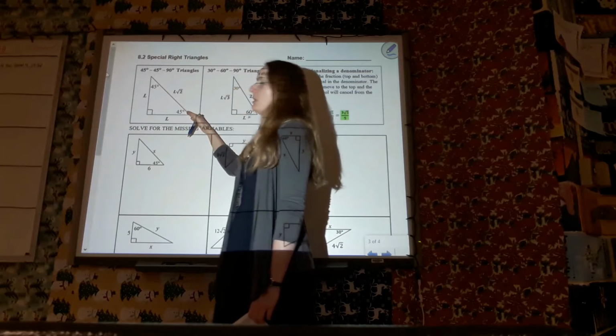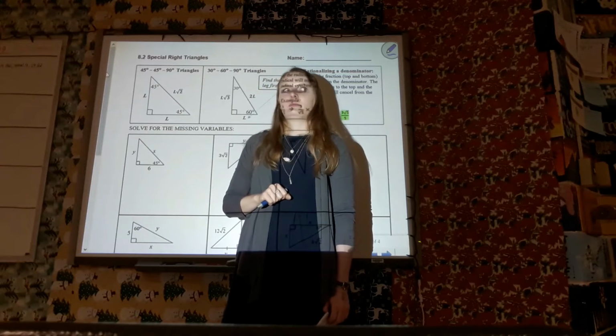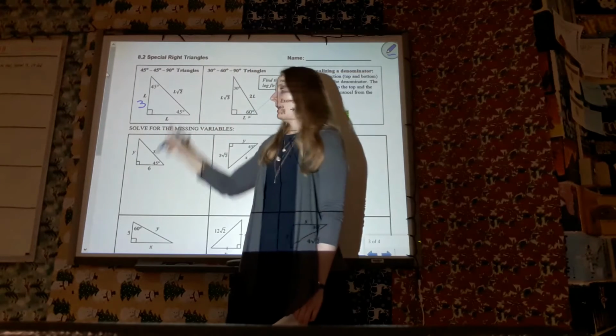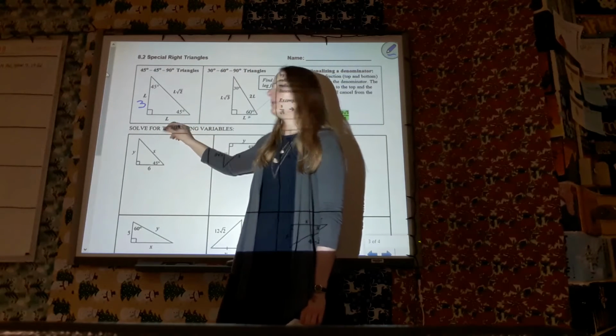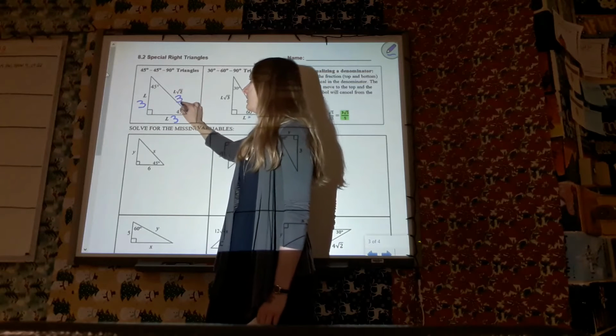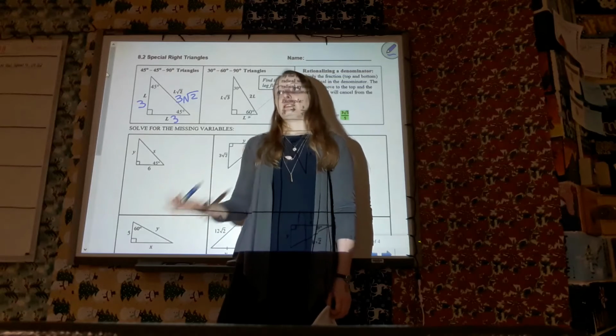And then the hypotenuse is whatever the leg is times the square root of 2. So for example, if this leg is 3, what would this leg be? 3. And the hypotenuse would be 3 root 2. You have to memorize that.